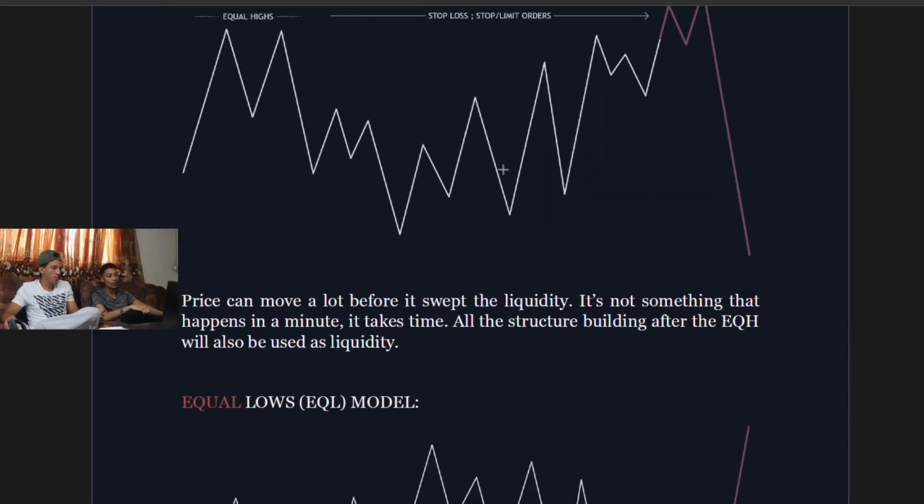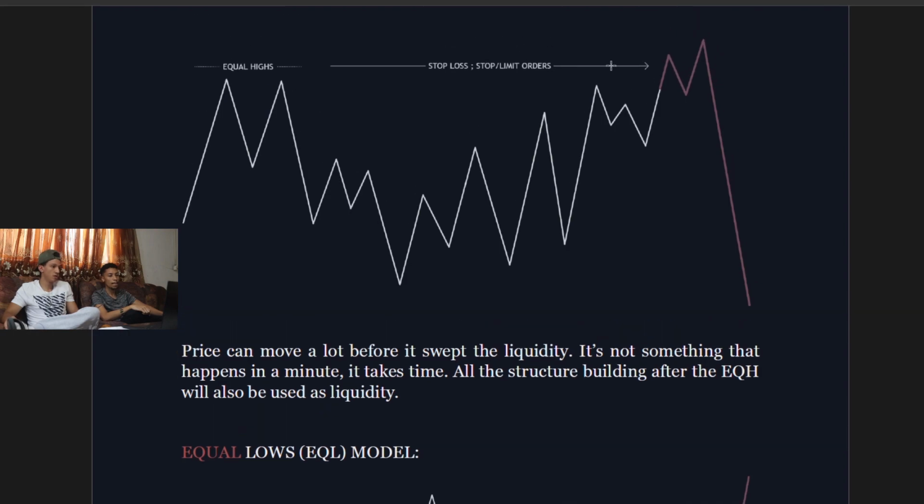Then if we go forward, price can move a lot before it sweeps the liquidity. It's not something that happens in a minute. Yeah, it takes time. All structure building up after the equal high will be used as liquidity. So here, as you can see, all structure after basically is used as liquidity.